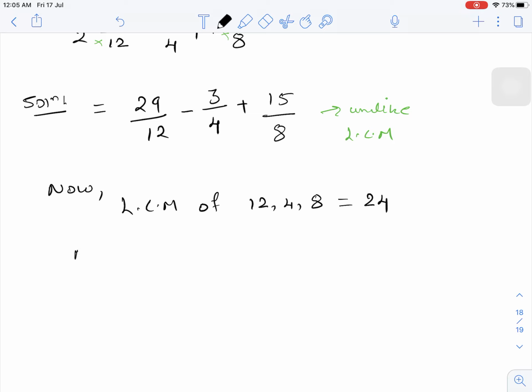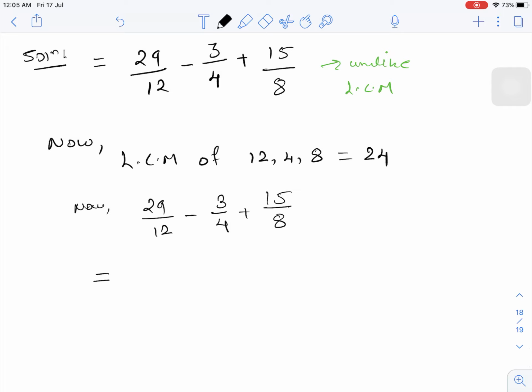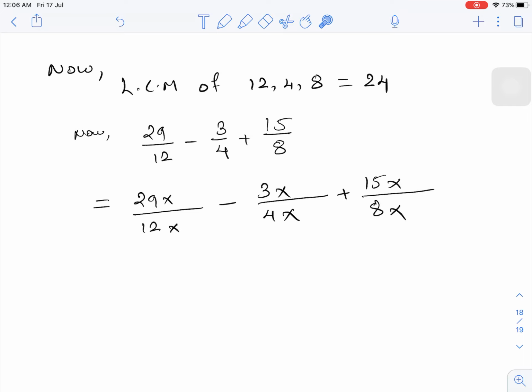Now we can write 29 upon 12 minus 3 upon 4 plus 15 upon 8 equals to, now 29 into 12 into, minus 3 into 4 into, plus 15 into 8 into. Now everywhere we have to make the denominator 24. Why? Because it is our LCM. Now this 12, by what number you will multiply to make it 24? So we will multiply it by 2, so the numerator will also be multiplied by 2. We have now here 4, by what number you will multiply to make it 24? So we will multiply it by 6, so in numerator also we will multiply it by 6.